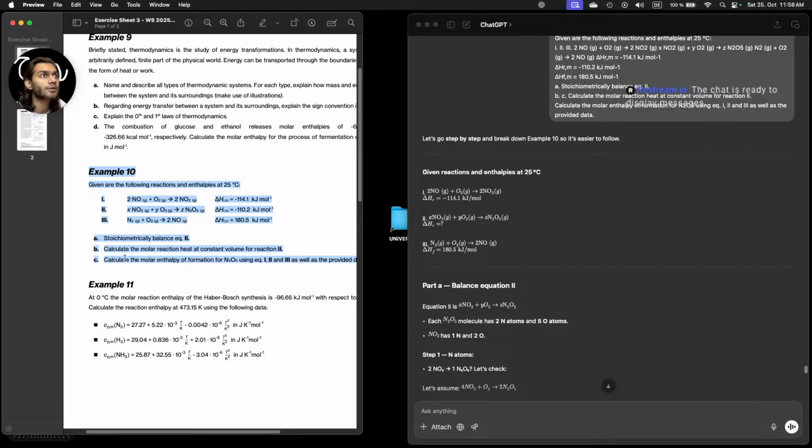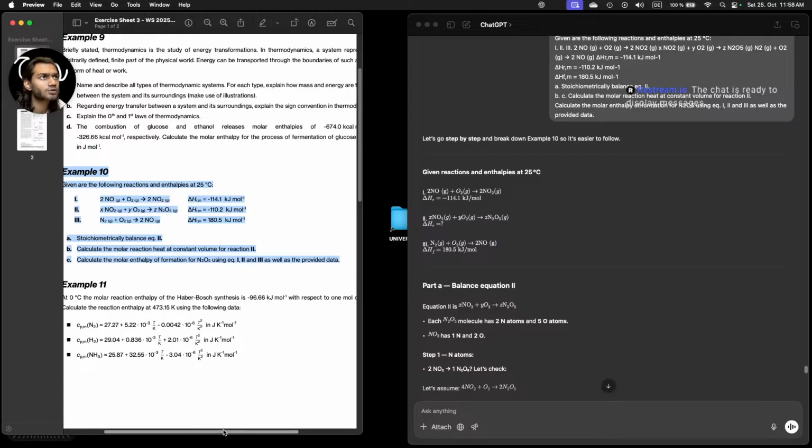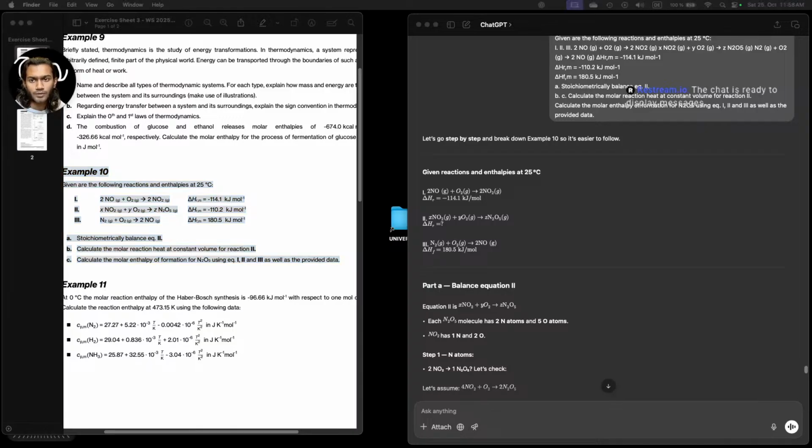Calculate the molar reaction heat at constant volume for reaction 2. Calculate the molar enthalpy of formation of nitrogen pentoxide using equations 1, 2, and 3, as well as the provided data. Okay. It is doable, right? It should be doable.